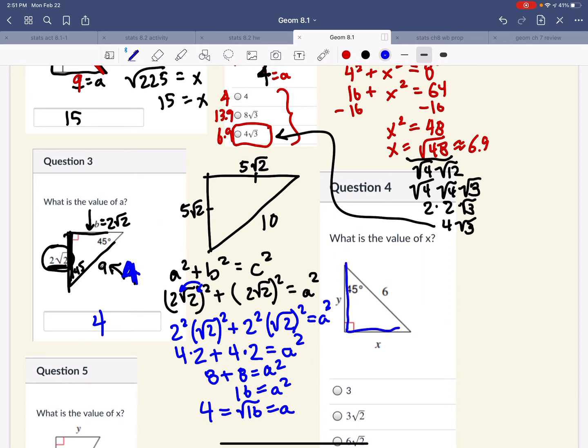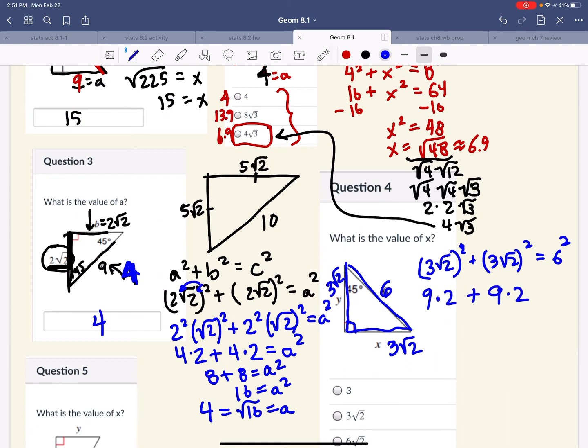All right, using that same pattern here, right? If that's 6, this is 3 times the square root of 2, and this is 3 times the square root of 2, because 3 times the square root of 2 squared plus 3 times the square root of 2 squared has to equal 6 squared. That'd be 3 squared and 2. 18 plus 18 is equal to 36. So we get 3 times the square root of 2.